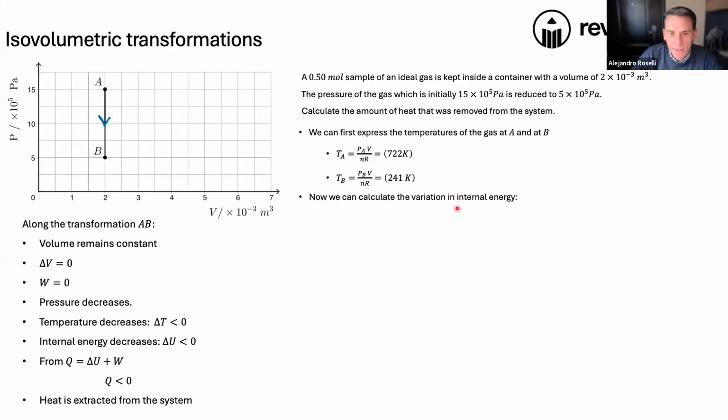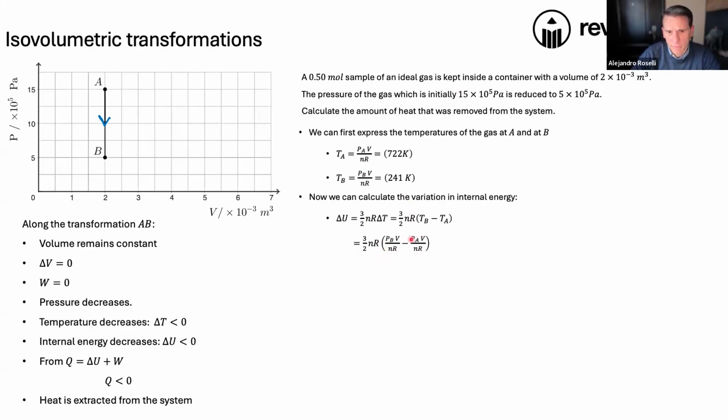Now we can calculate the variation in internal energy. We know how to express both temperatures, and we might also know what the temperatures are. So we know what the delta T is going to be. So delta U equals 3/2 nR delta T, with delta T meaning final minus initial, always final minus initial. T_B minus T_A. You can substitute the numbers in here, or just substitute the expressions, okay? Whatever works best for you.